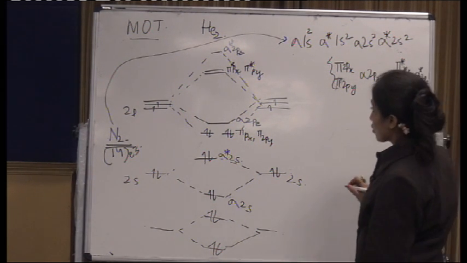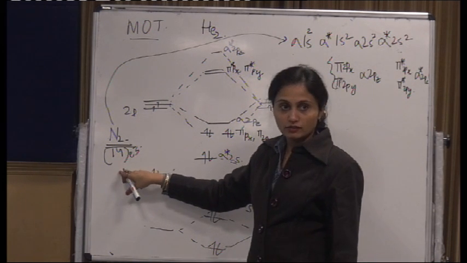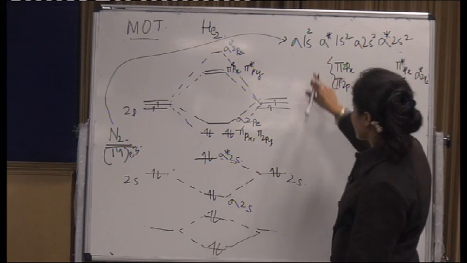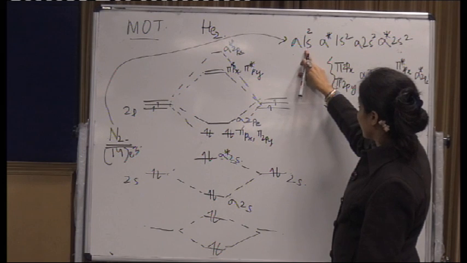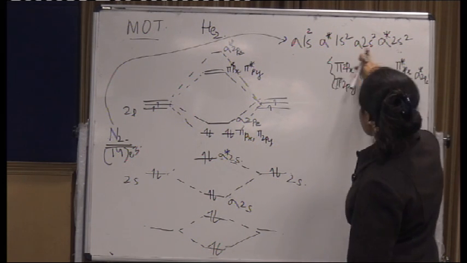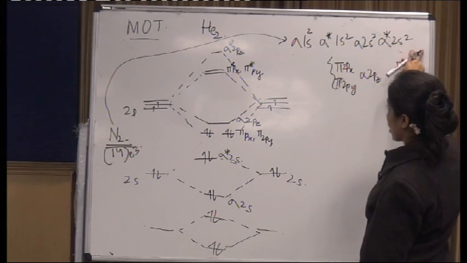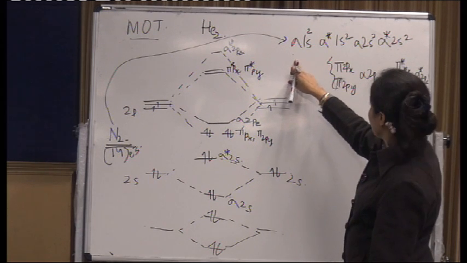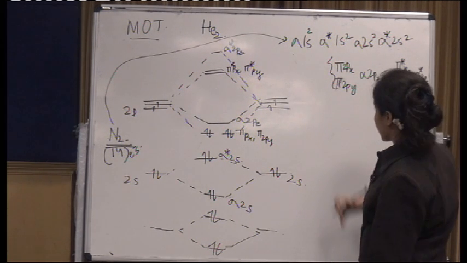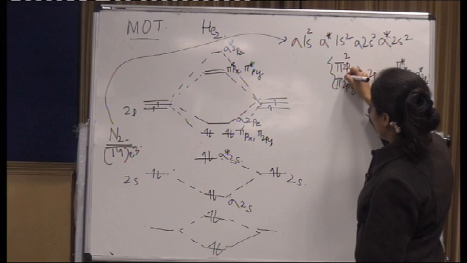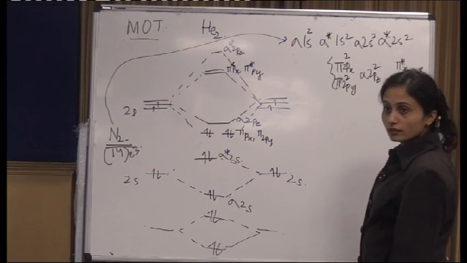Okay? The total number of electrons are 14. So let's fill up these 14 electrons. It will be what? Sigma 1s2, sigma star 1s2, sigma 2s2, sigma star 2s2. So how many electrons taken care of? 8. How many left now? 6. So 2, 4, 6. Done?